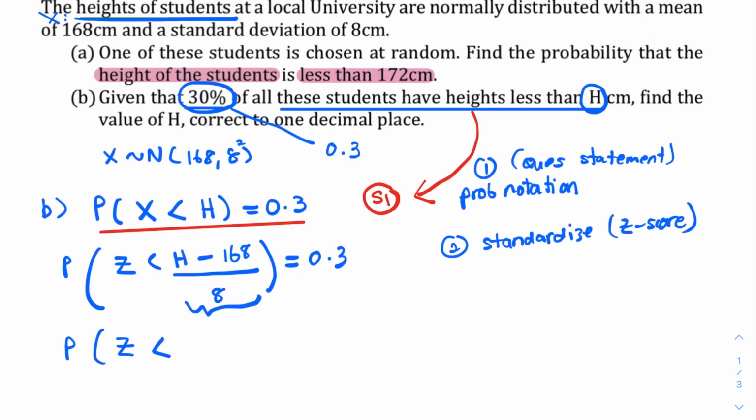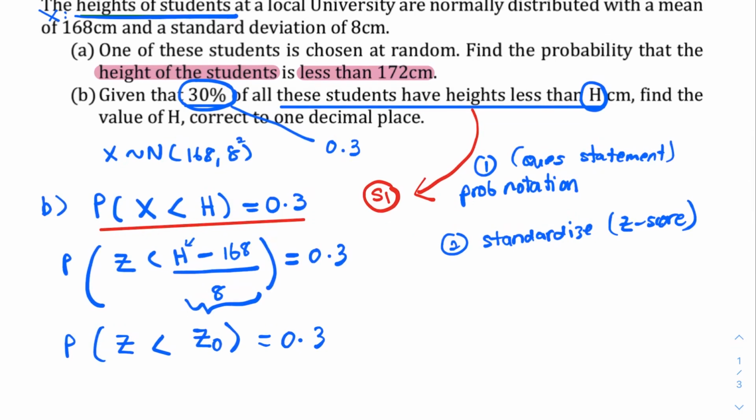Probability of Z less than, do you know what the value of Z is? You don't know yet because you have the unknown H. So you can put any unknown. Here I'm going to put Z naught, equivalent to 0.3. Now over here is where I give you some notes. If you are given the probability and you want to find the Z value, determine whether your Z naught is positive or negative. Always look at your probability and your sign over here.